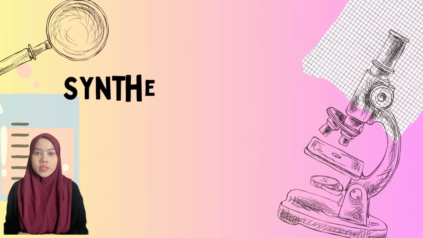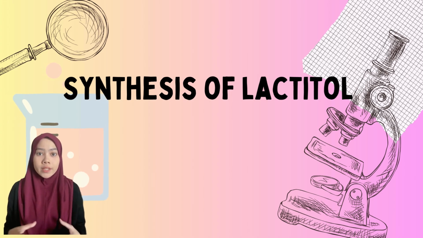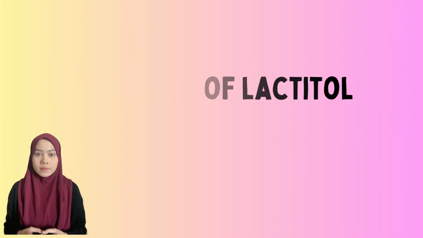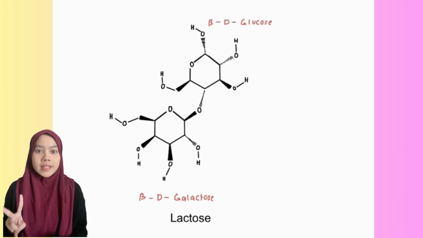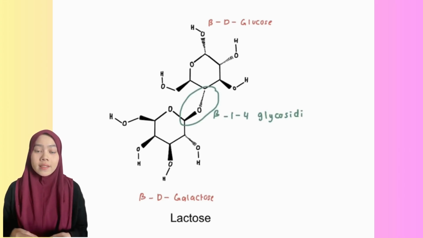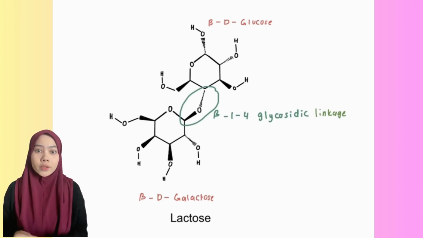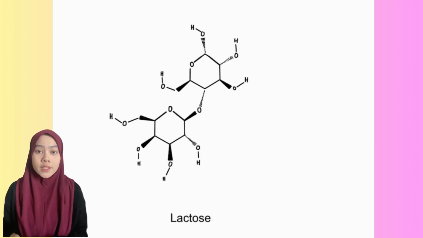Now we are going to discuss the synthesis of lactitol, a sugar alcohol derived from lactose. Let's dive into the process and break it down step by step. Lactose is a disaccharide, meaning it's made up of two sugar molecules, beta-D-galactose and beta-D-glucose. These two units are connected by a beta-1,4-glycosidic linkage, as you can see in this structure. The glucose unit in lactose contains an aldehyde group, which plays a key role in the synthesis of lactitol.